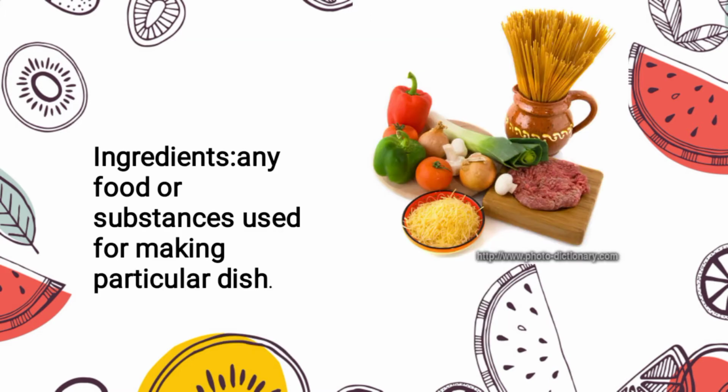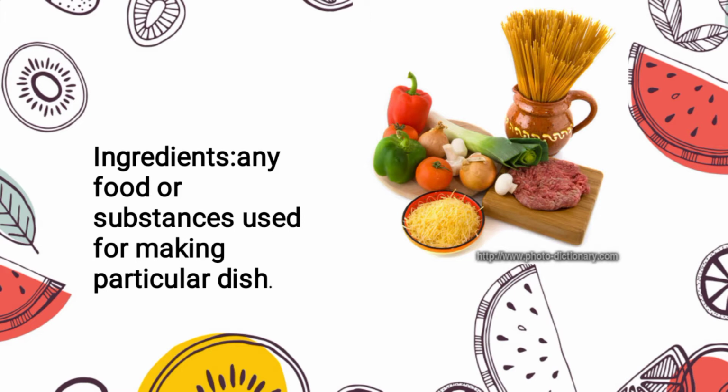So the first keyword is ingredients. What do you mean by ingredients? Any food or substances used for making a particular dish. Any items or food or the substances used for making a specific or a particular dish.